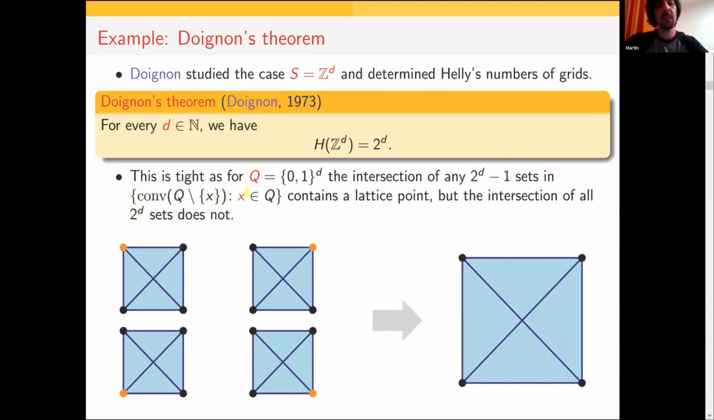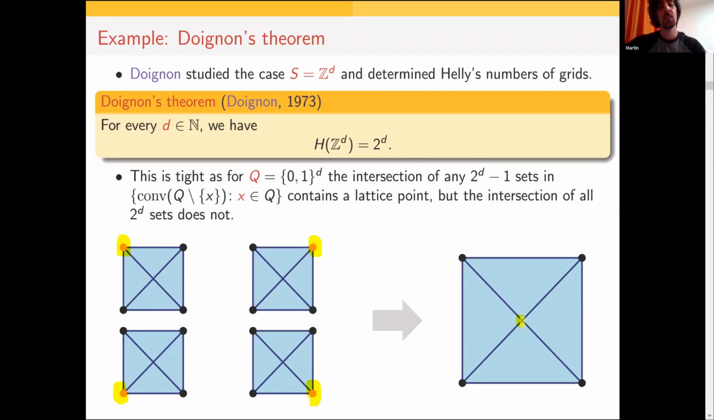So here we are in the plane. We have 4 convex sets. Those are the triangles: this one, this one, this one, and this one. If you look only at 3 of them, then in the intersection there is always a lattice point. It will be one of the corners. But if we look at the intersection of all the 4 sets, then the intersection doesn't contain any lattice point. There will be this point in the middle, for example, but this is not a lattice point. So from the point of view of the lattice, the intersection is empty.